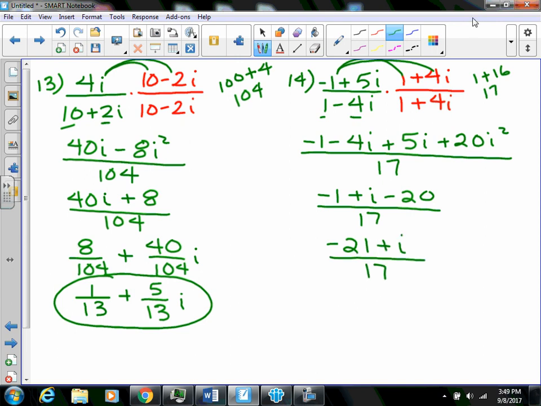Now you can break this up. You have negative 21 over 17 plus 1 over 17i. And the reason we're able to put this 1 here is because remember there's an understood 1 in front of that i.